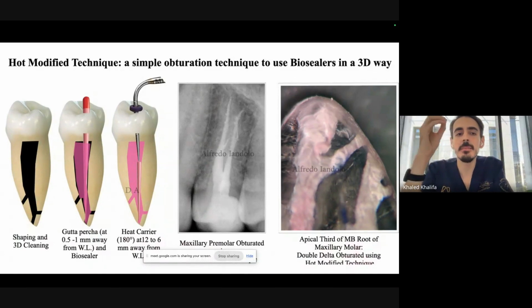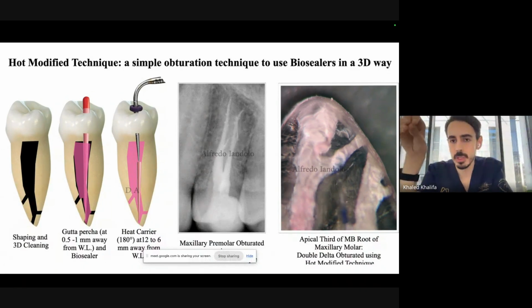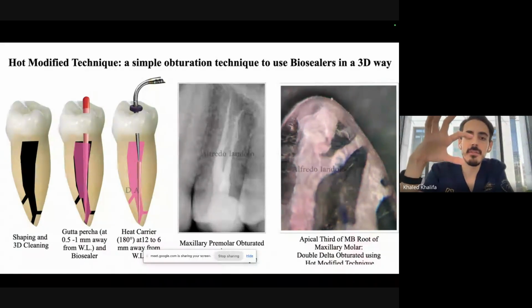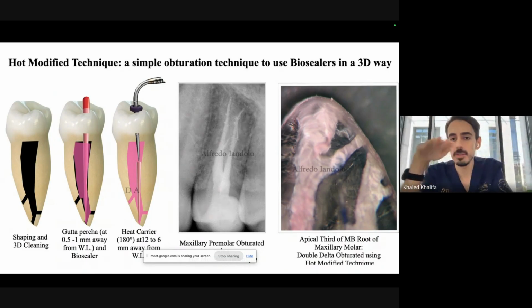The hot modified technique is a mixture between applying bioceramic sealer and still doing a 3D obturation by gutta-percha. So it's basically the same as continuous wave obturation, but instead of leaving 5 to 7 millimeters of gutta-percha at the apical part, you only cut the master cone at the middle third of the root. This is the first change.